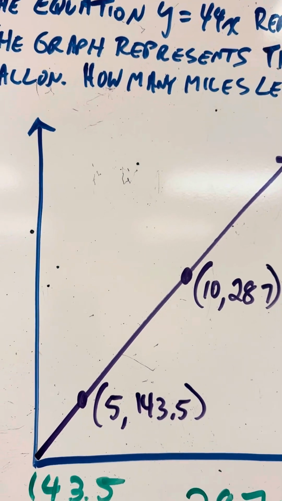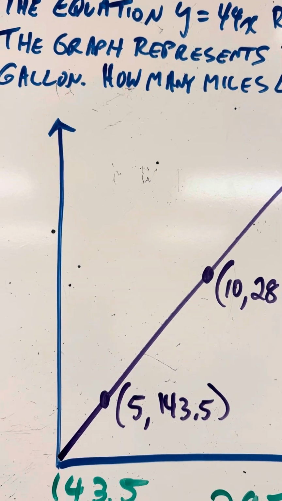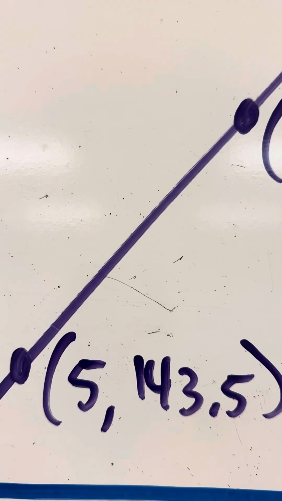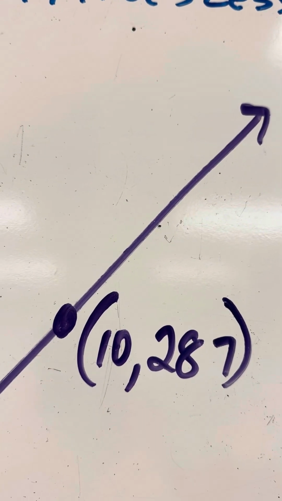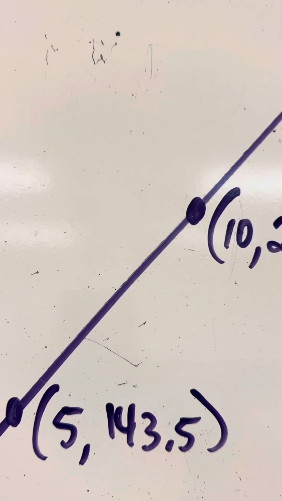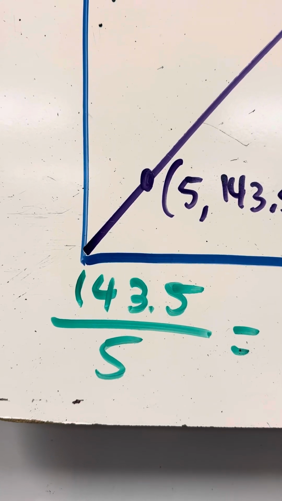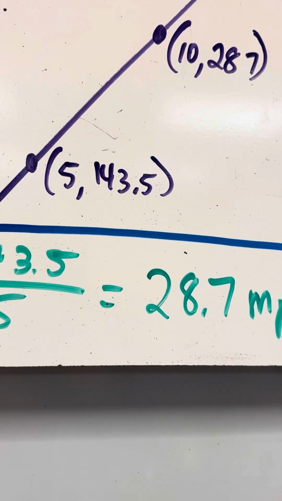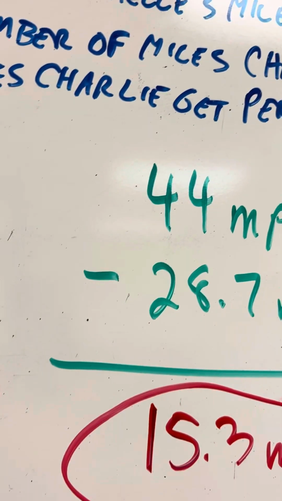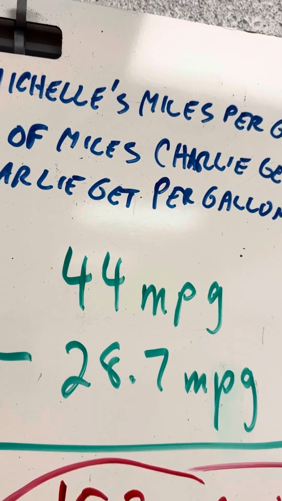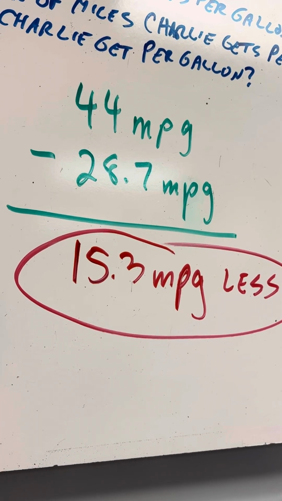Here there's a graph representing Charlie's miles per gallon. So once again, this one means 5 gallons gives me 143.5 miles. 10 gallons gives me 287 miles. So I'm gonna pick the first one, and I'm gonna say 143.5 divided by 5, and that gives me 28.7 miles per gallon. So I subtract 44 minus 28.7, and I'm going to get 15.3 miles per gallon less.